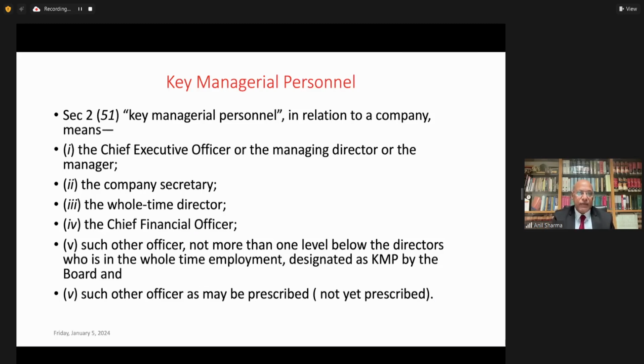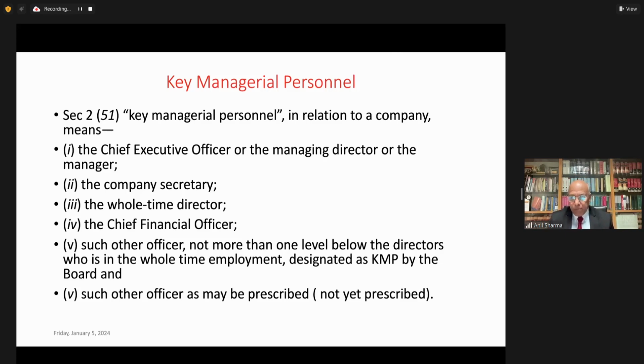Clause 51 defines key managerial personnel. Here again you can see Chief Executive Officer or MD, Company Secretary, whole-time director, CFO, and such other officer not more than one level below the director, who is a whole-time employee and designated as KMP by the board. If any person not more than one level below the directors, who is in whole-time employment of the company and has been designated as key managerial personnel, though he is not a CFO, is not a whole-time director, is not a company secretary, is not a managing director, is not a CEO, but still he is designated as KMP and he is one level below the director's level, then he would also be considered as key managerial personnel.